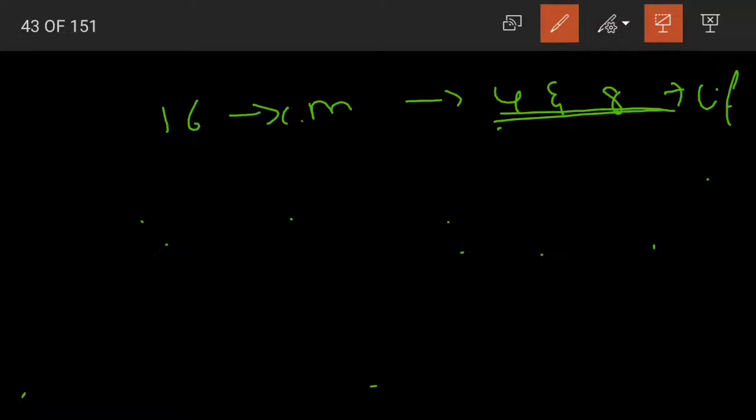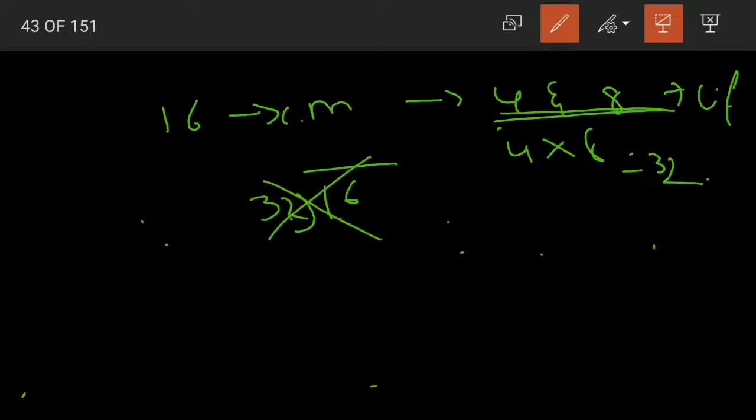Yes. So if we take the product, 4 8s are 32. Is 16 divisible by 32, children? No, it is not possible. So what will you say? You will say that 16 is not a common multiple of 4 and 8.